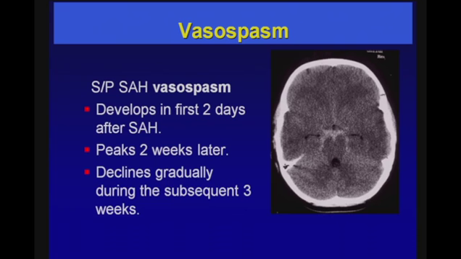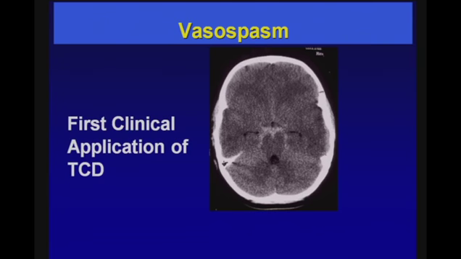We know that after a subarachnoid hemorrhage, vasospasm can start developing as early as 2 days after the bleed and may peak 2 weeks later. By about 3 weeks, this should subside. The first clinical application of TCD was in fact assessing for vasospasm.